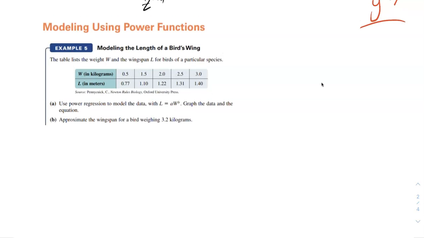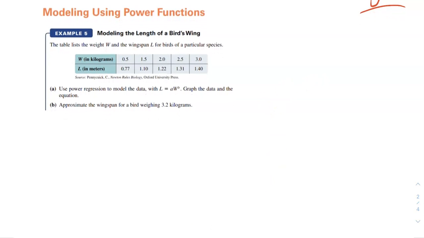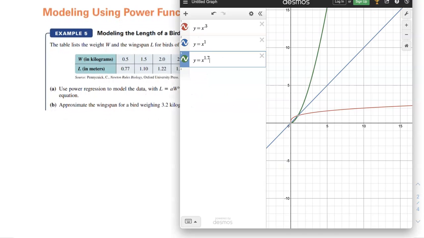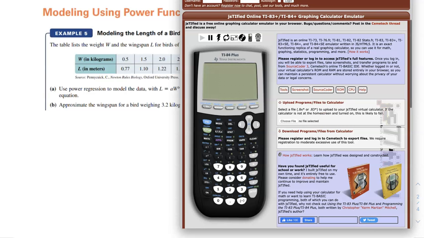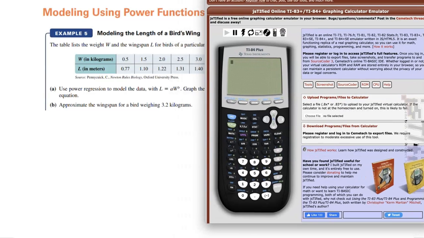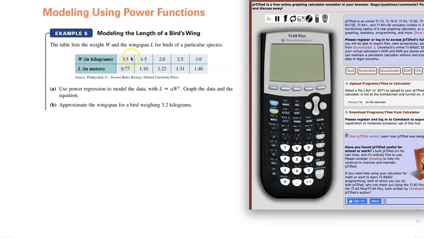Okay, next one. Modeling using power functions. So let's bring back my calculator. This time we're going to use an actual TI-84 emulator to model my stuff. On this, we're going to model like we did in the past. Now this time we're modeling bird wingspans according to their weights, and they want us to do a power regression.